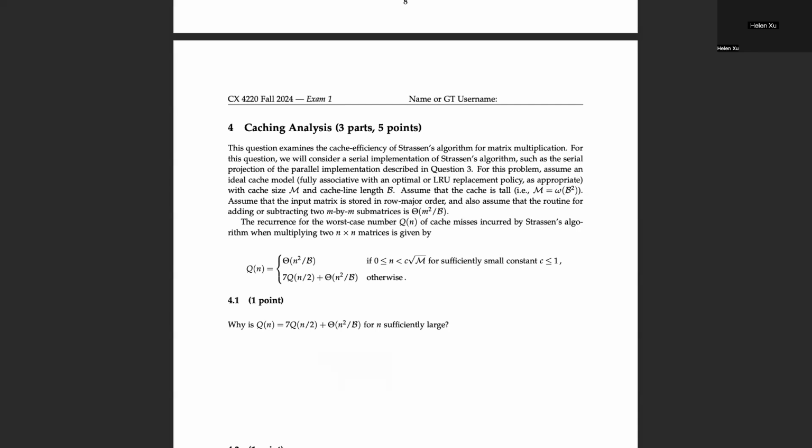And in the caching models, one cache line move is unit cost. So it costs you order one time to bring in order B elements.